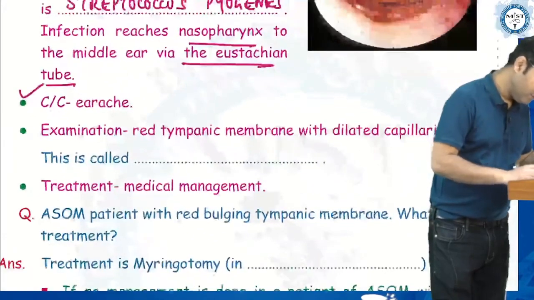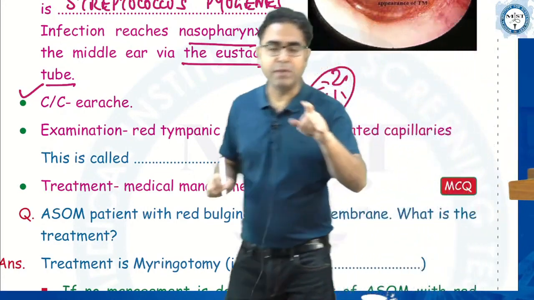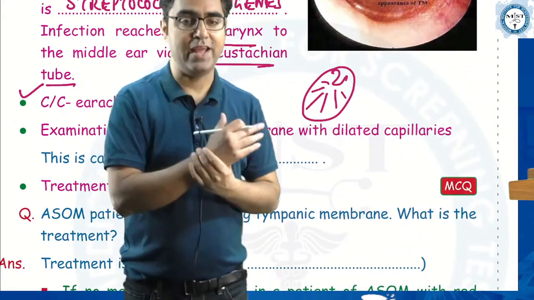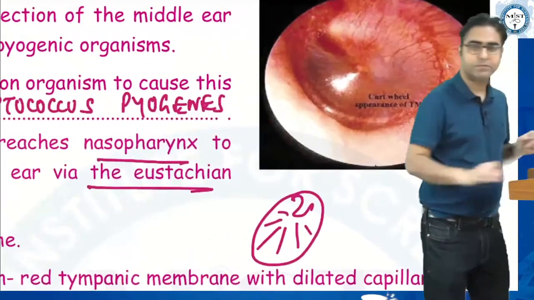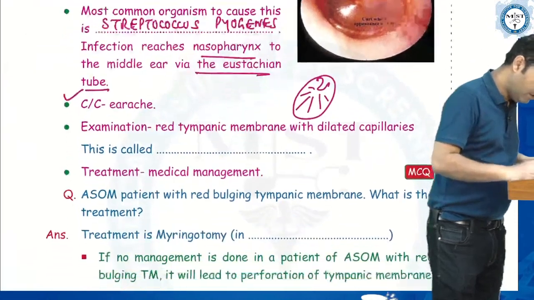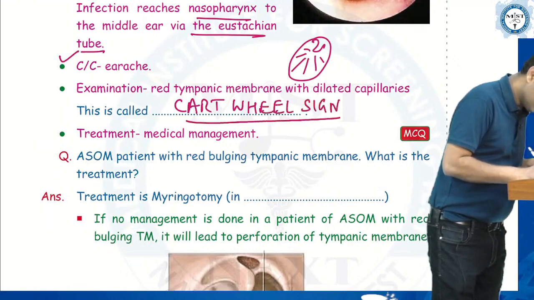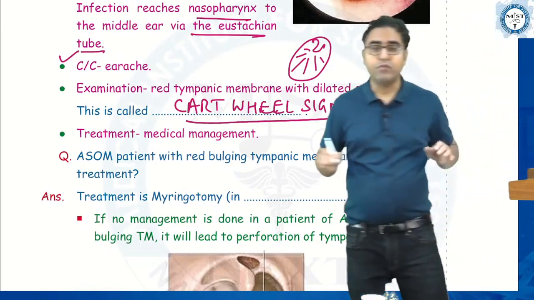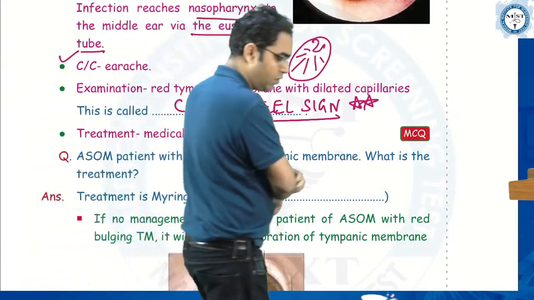Examination shows, draw this, a red tympanic membrane with dilated capillaries. What is the normal color of the tympanic membrane? Pearly grey. This is a red tympanic membrane with dilated capillaries. Can you see the red tympanic membrane with dilated capillaries? Now this is called the cartwheel sign.